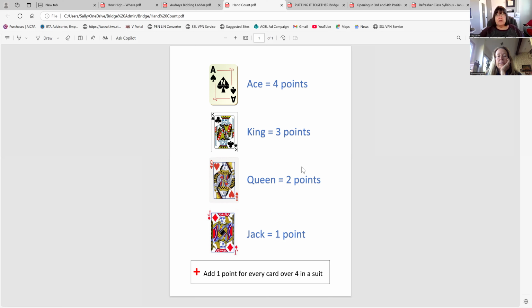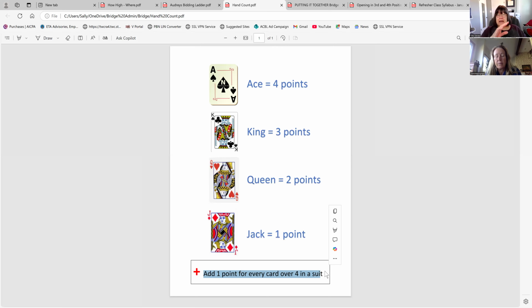And what we have is pretty standard. Ace is 4 points, king is 3 points, queen is 2 points, a jack is 1 point. So 4, 3, 2, 1. Then we also add 1 point for every card over 4 in a suit. So if you have a suit that has 5 cards in it, you add another point. If you have a suit that has 6 cards in it, you add 2 points.